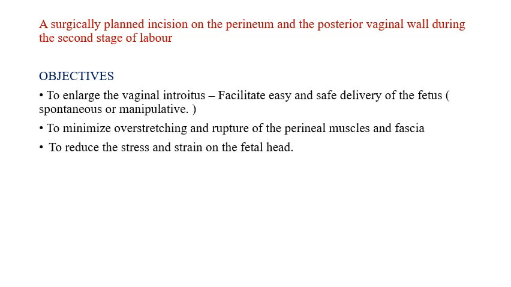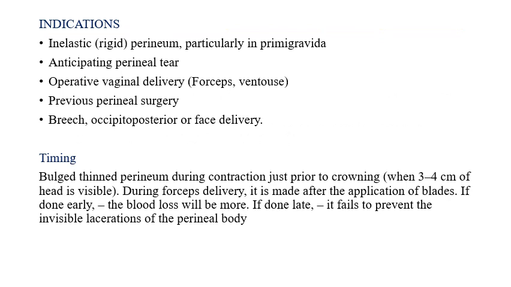It is a surgically planned incision made on the perineum and the posterior vaginal wall during the second stage of labor. The objectives are to enlarge the vaginal introitus so as to facilitate easy and safe delivery of the fetus, to minimize overstretching and rupture of the perineal muscles and fossa, and to reduce the stress and strain on the fetal head.